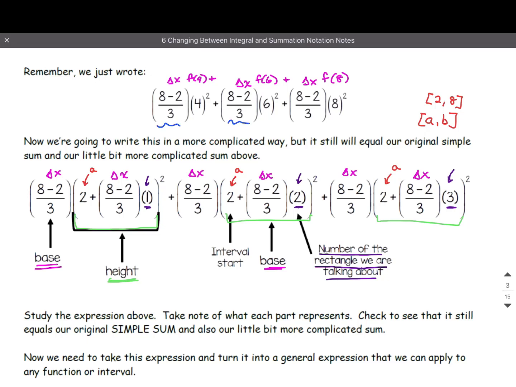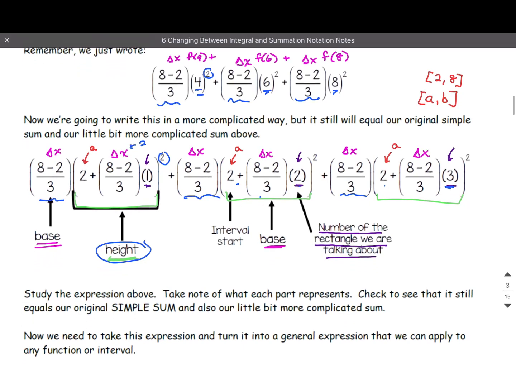Well, we know the first delta x's were the same. So the question is, does this whole height mess equal 4 squared, which is 16, right? Well, delta x, we know in our problem, is 2. 2 times 1 is 2 plus 2 is 4. So since we're still squaring it, we needed to get a 4 so we could square it. In the second one, delta x is 2 times 2 is 4 plus 2 is 6. There it is again. In the third one, delta x is 2 times 3 is 6 plus 2. There's the 8. So it is the same as our simple sum.